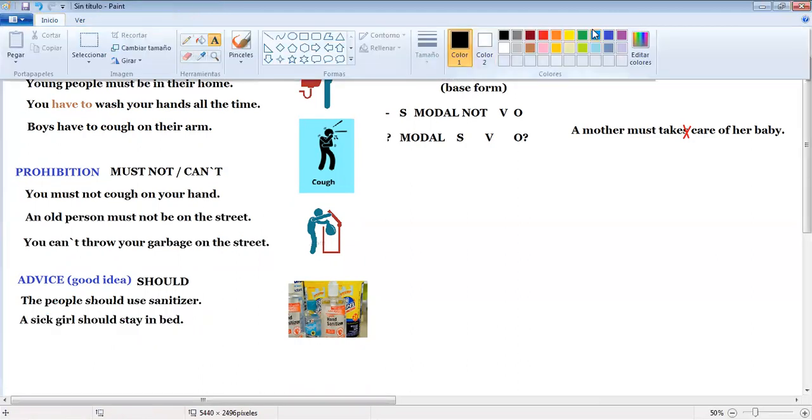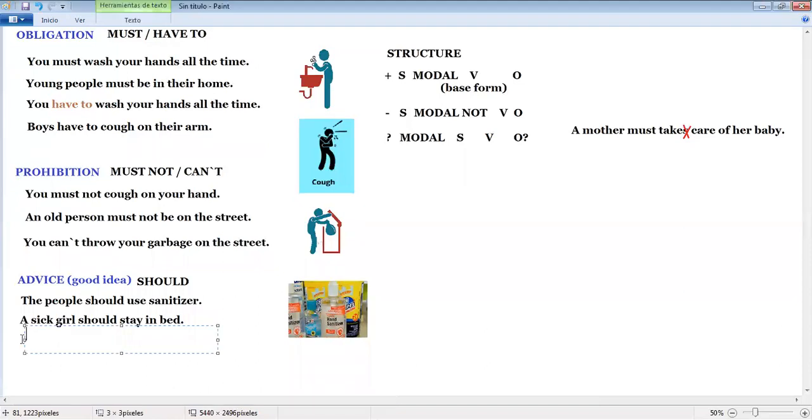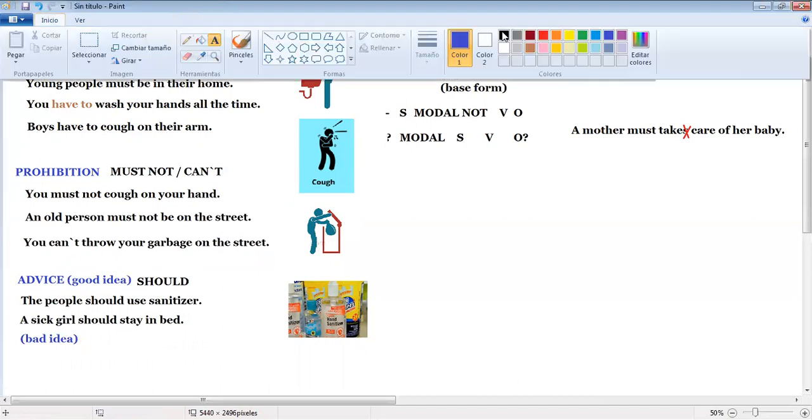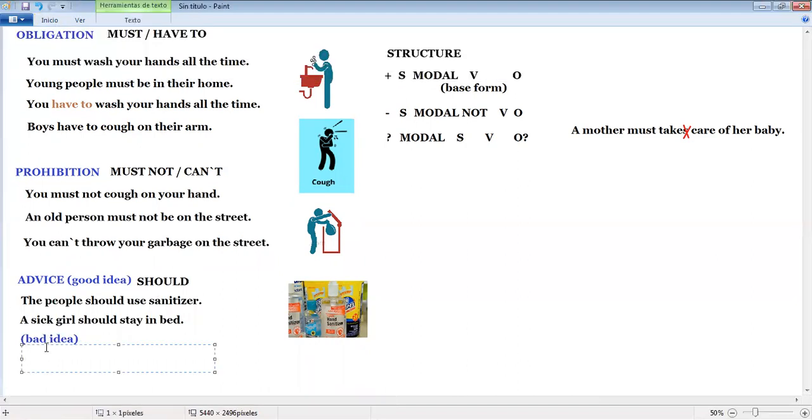Okay. Also we can use should for a bad idea, ¿no? Como mencionaríamos. A bad idea. Por lógica, utilizaremos should en negativo. Should in negative. What is a bad idea? Usualmente no, la creencia es no nadar después de comer. Entonces puedo decir, you shouldn't swim after eating, después de comer.